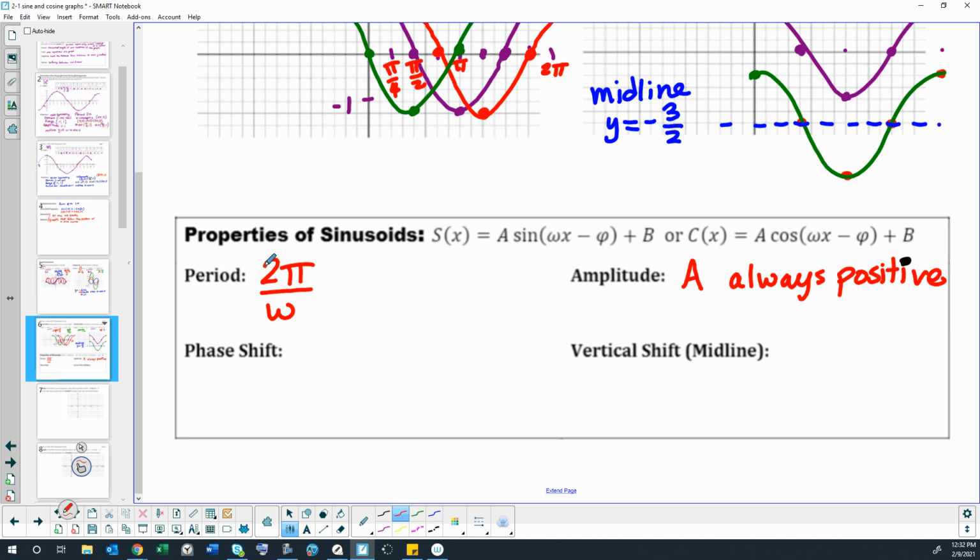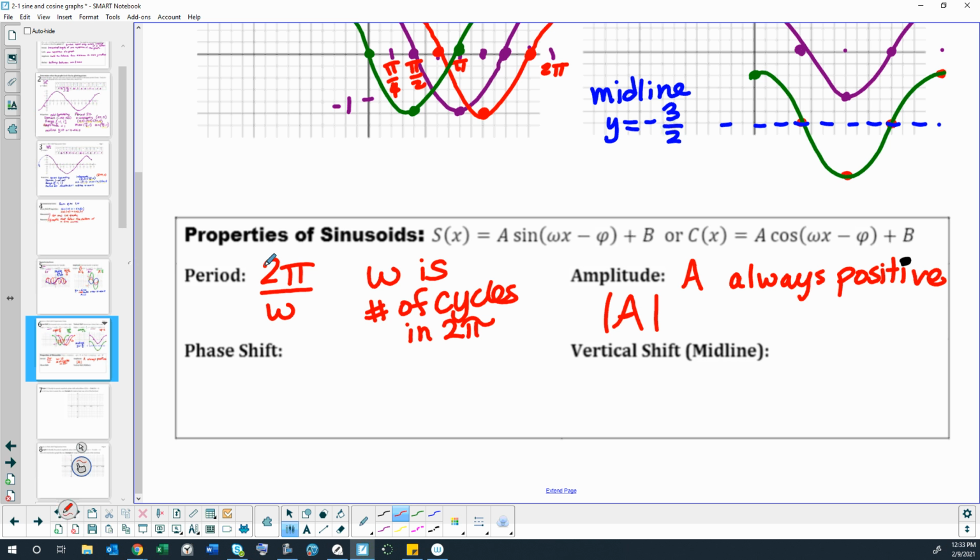Okay, so omega is the number of cycles in 2 pi. That's another way of thinking about it. Okay, amplitude is always positive, so if you wanted to, you could call it the absolute value of A.